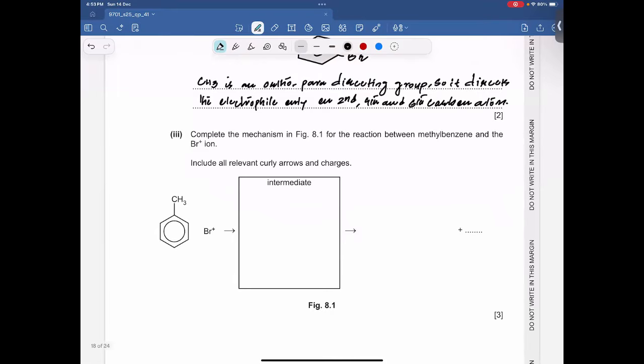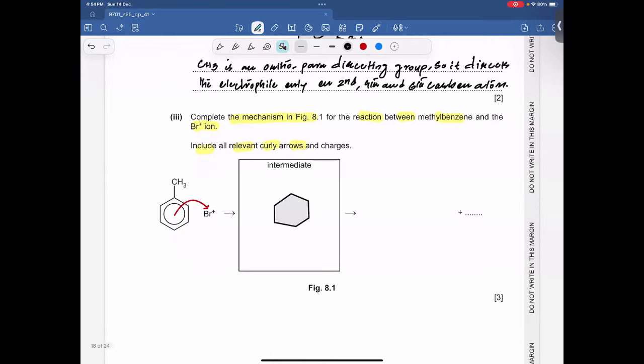Okay. Complete the mechanism in figure 5.8.1 for the reaction between methylbenzene and the bromine plus ion. Include all relevant curly arrows. Okay, that's an easy thing. The pi bond reacts with this electrophile, and as a result, you will get a pi complex. Let me draw the pi complex. So it could either be an ortho product or para product. That's totally up to me.